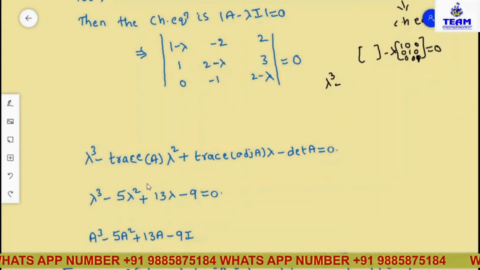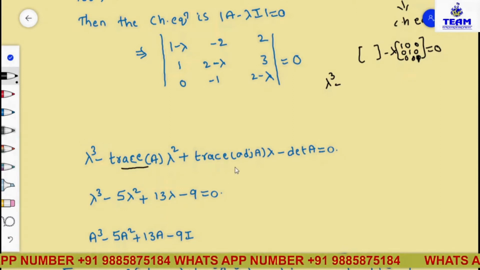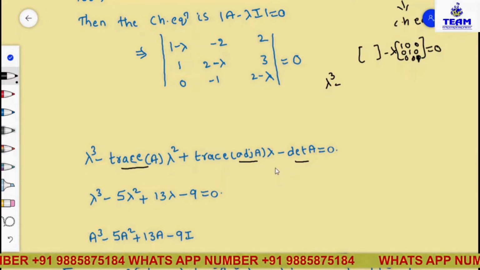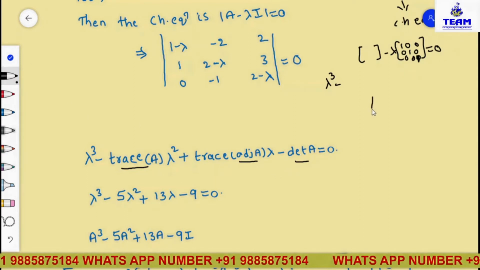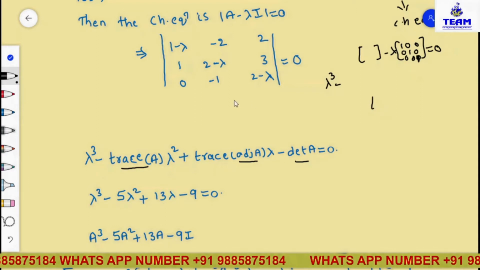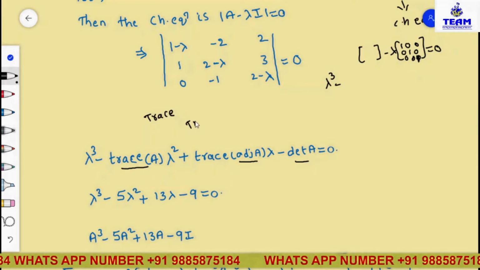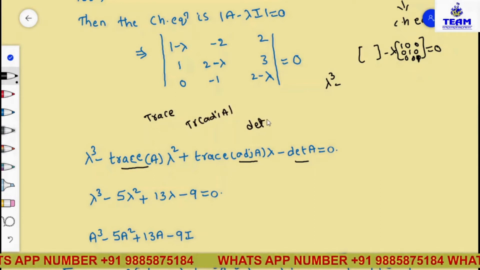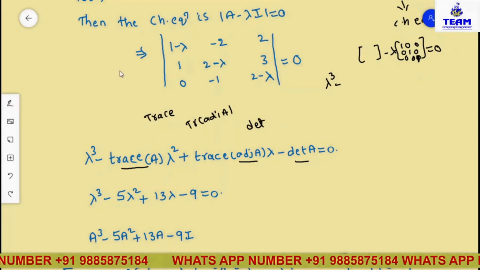So first we need to find trace A, trace of adjoint A, and det A. For this we have to use the calculator. These three values we need to find. By observation we can find the trace.